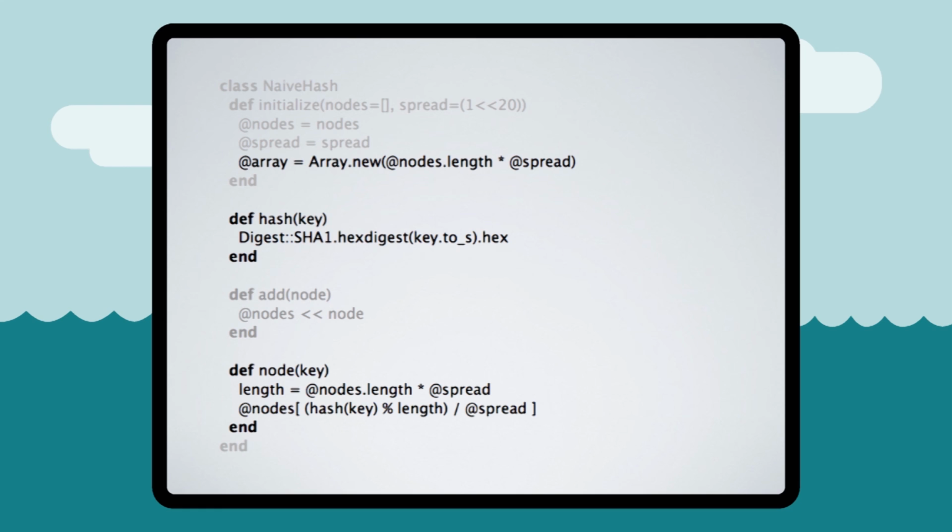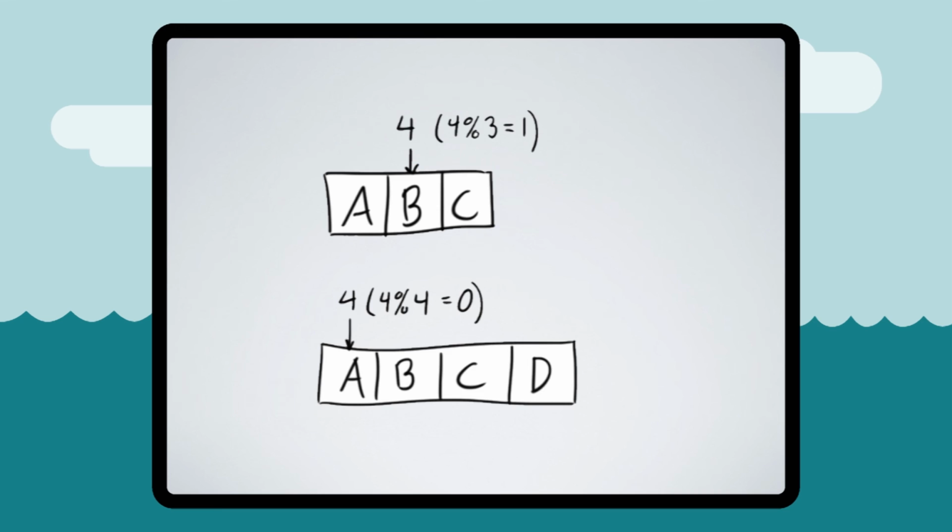Now, does everybody understand the concept of a hashing algorithm? Basically, we convert an object into a number and assign a hash to a bucket. That's it. But there's a problem with our standard hash implementation. So here, say I start with 3 nodes.